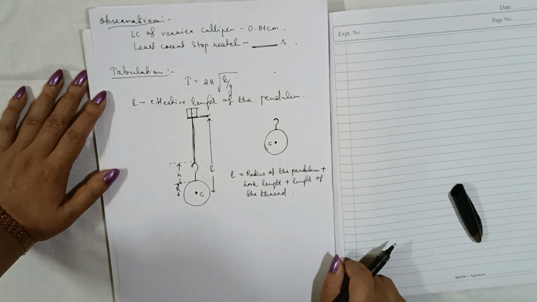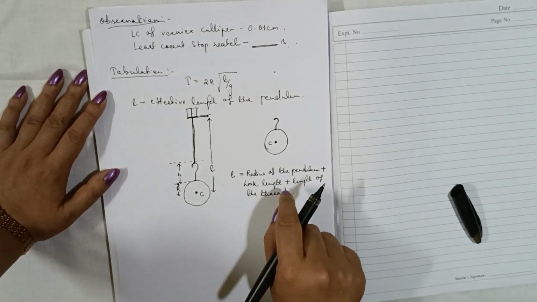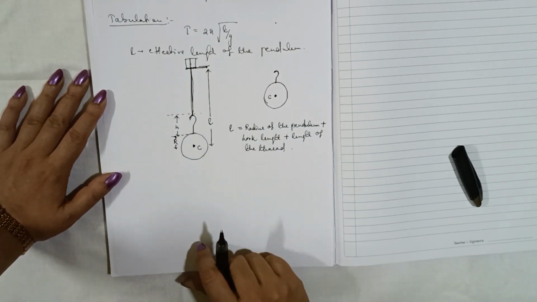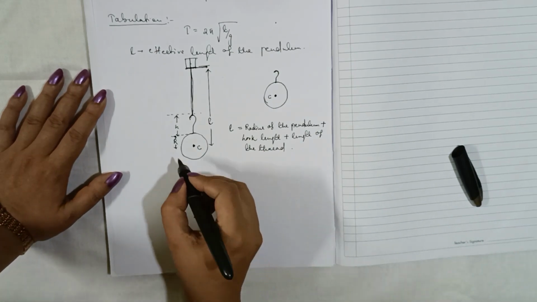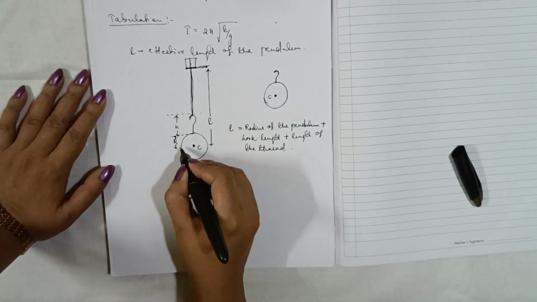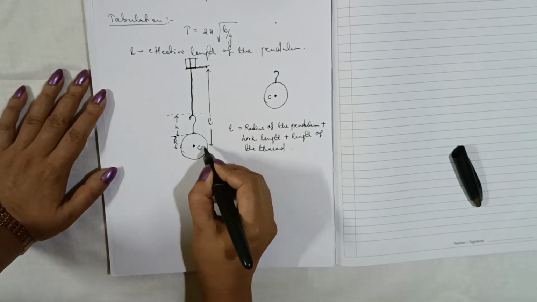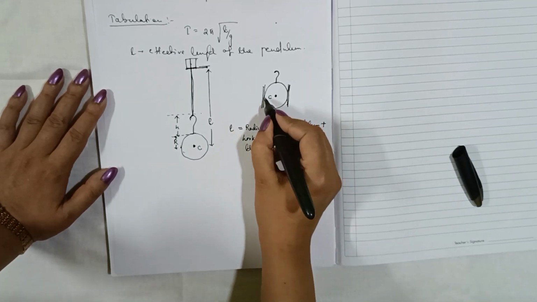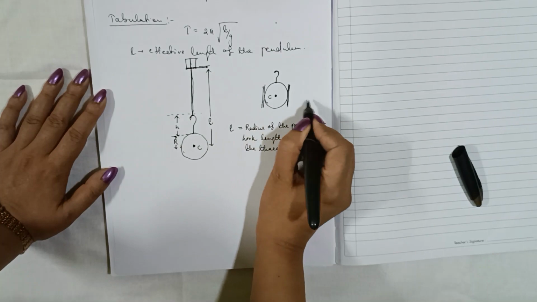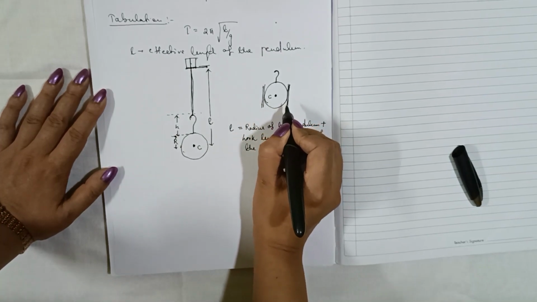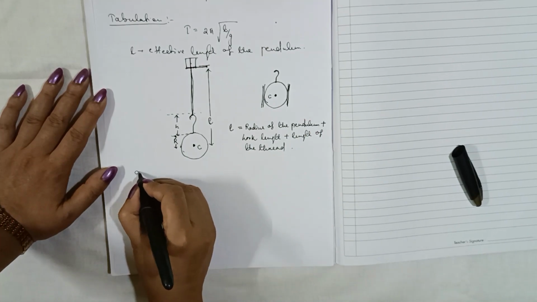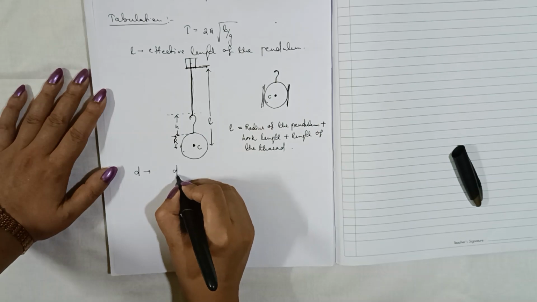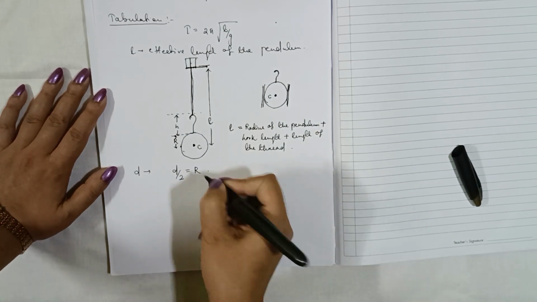So how to determine this effective length of the pendulum? In order to determine the effective length, we need to first determine R plus H. Now I am telling you how to determine this R plus H. First of all, you know that by using the vernier caliper, you can easily determine the diameter of this sphere. You use the lower jaw, and you can determine the diameter of the simple pendulum. That is, D can be determined. And by dividing D by 2, you can determine the radius of the pendulum.